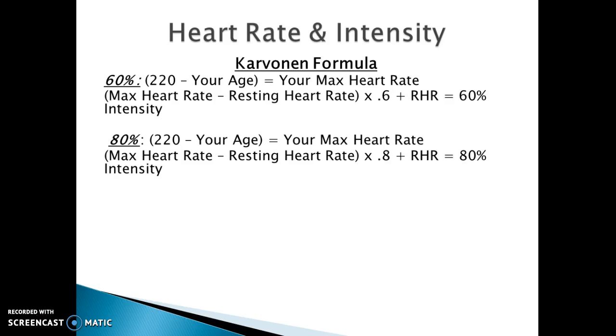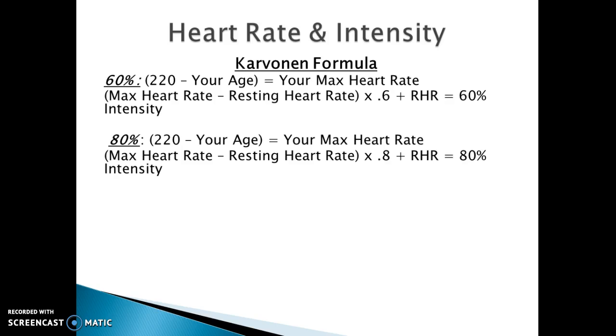And our requirements were to make sure that your activities outside of class fall between 60 and 80% of your max heart rate, or the Karvonen formula. So basically, just to review, for the 60%, you're going to take 220 and subtract your age, which equals your max heart rate. And then you're going to take your max heart rate and subtract your resting heart rate, which is more accurate than just using your max heart rate. From there, you're going to multiply that by 0.6, and then add your resting heart rate back to it, and that will give you your lower end, or your 60% intensity for your workouts outside of class.